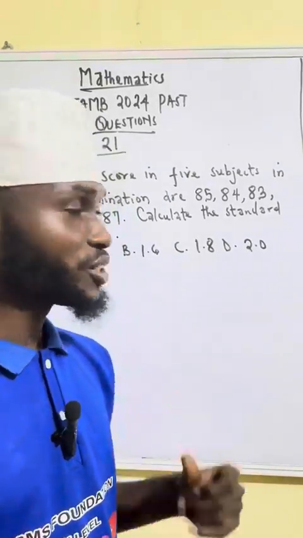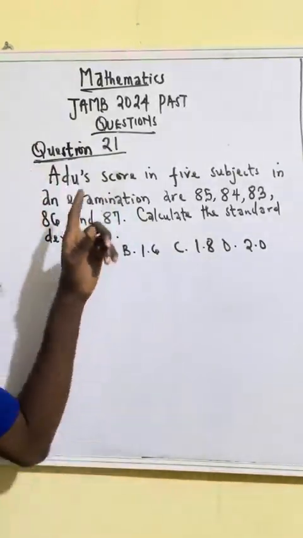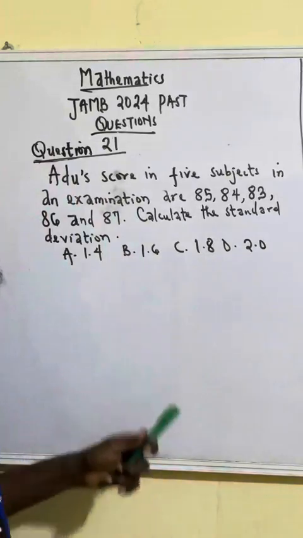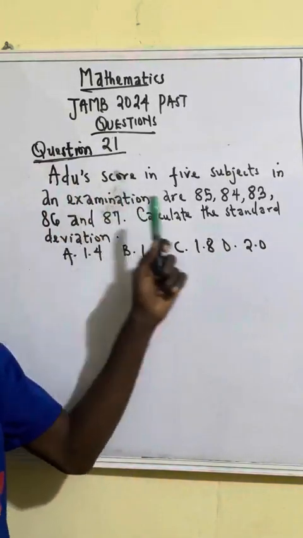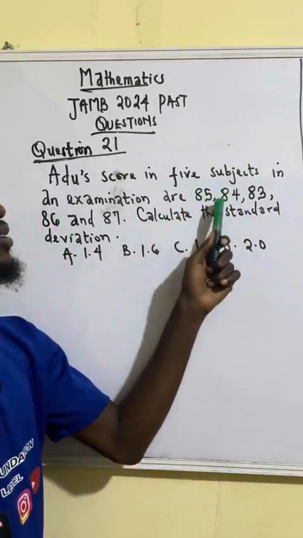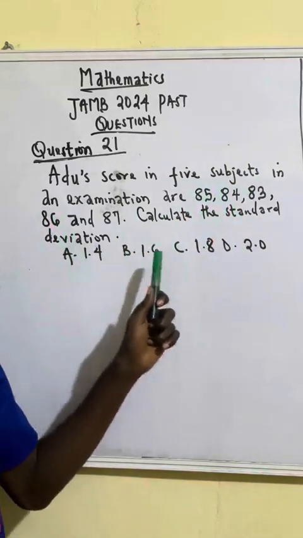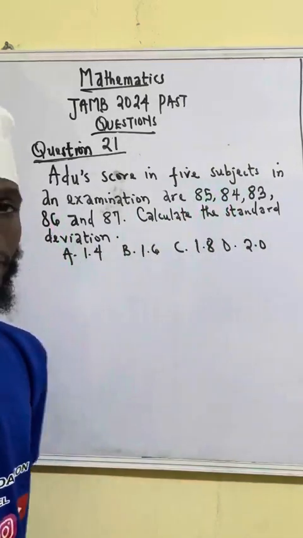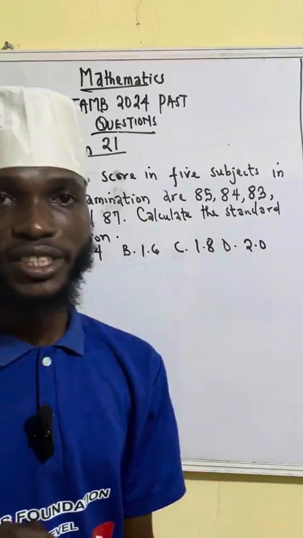Question 21, JAM 2024, past question, mathematics. The scores of 5 subjects in an examination are 85, 84, 83, 86, and 87. Calculate the standard deviation. This is a question on statistics.